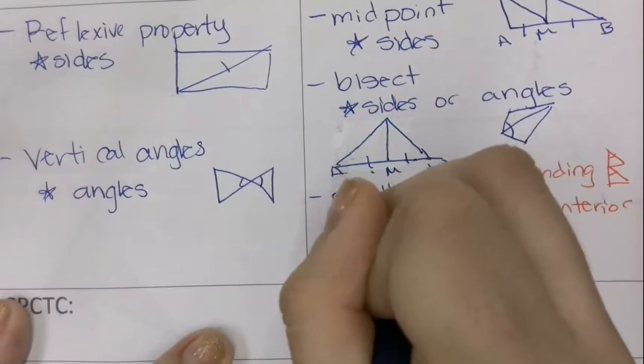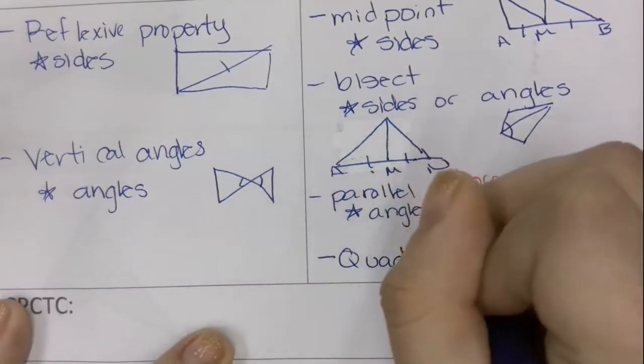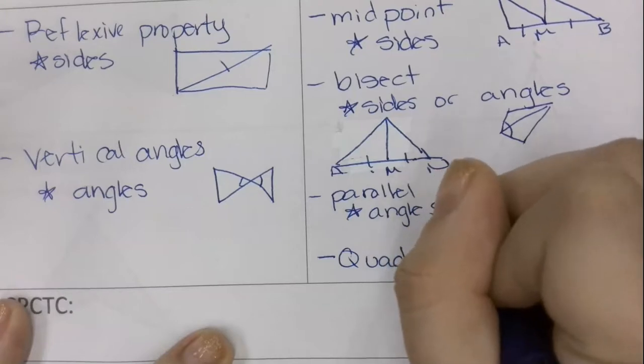So then I also have quadrilaterals. They give me sides, two sets of sides, quadrilaterals.